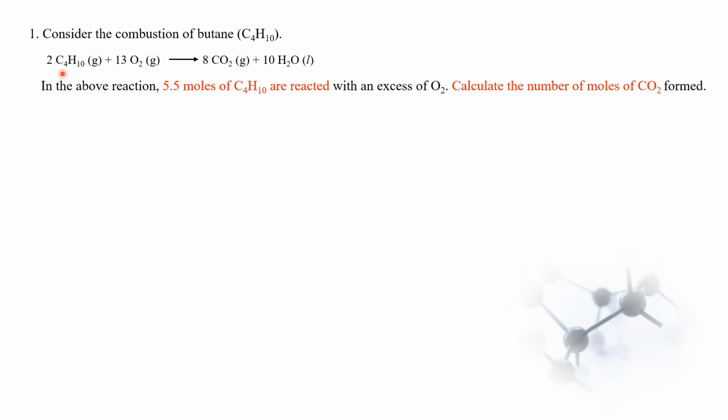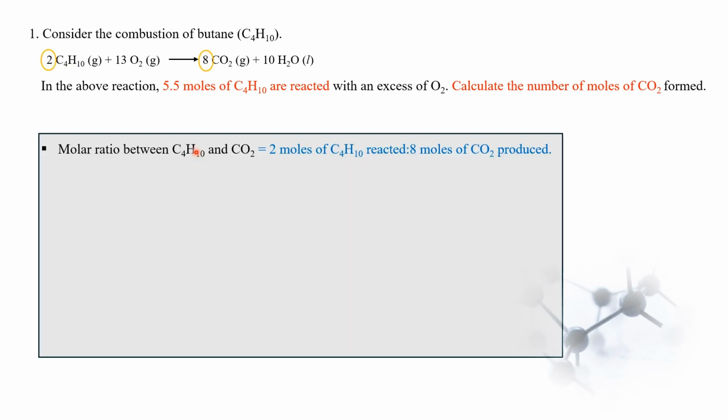What is the molar ratio? 2 moles of butane reacted. On the product side, 8 moles of carbon dioxide produced. The molar ratio between butane and carbon dioxide is 2 to 8. Another way we can say it, if you further simplify, 2 to 8 means 1 to 4, if you divide both sides by 2. The first step is to read the equation and understand the molar ratio between the two chemicals we are talking about in this question.